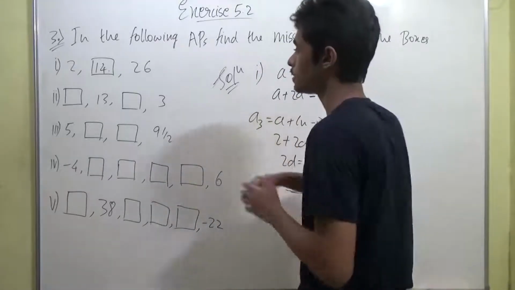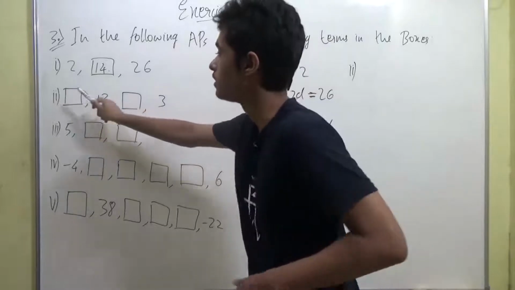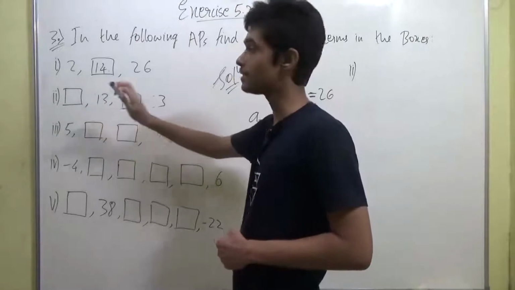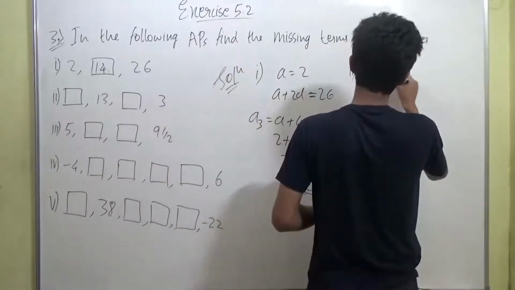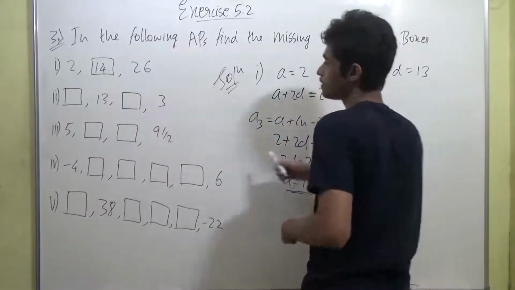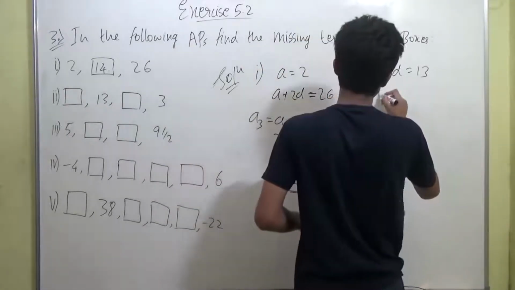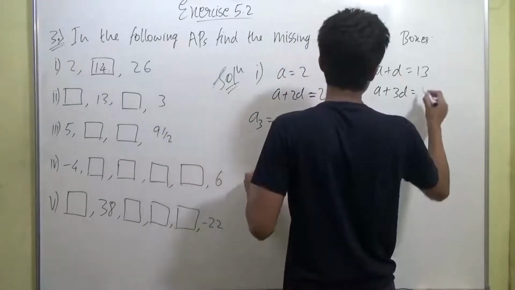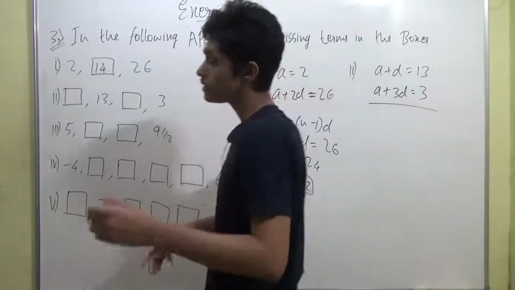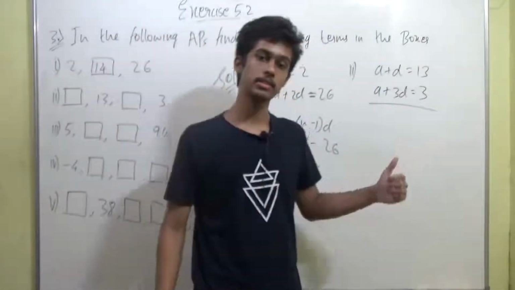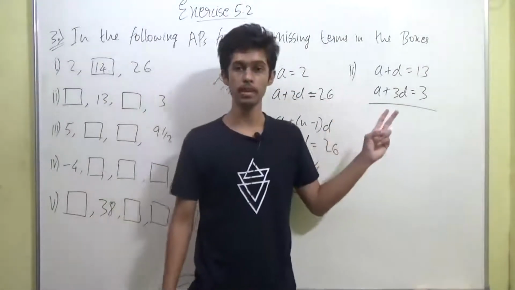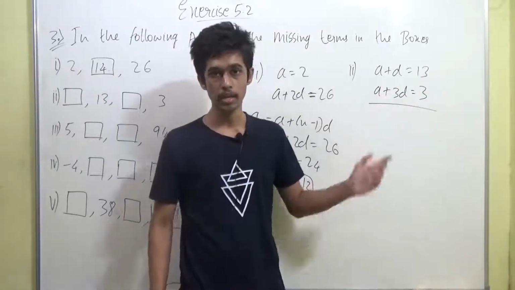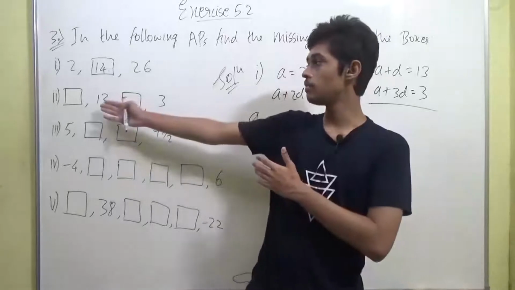In the second sub question, if you see, this is a plus d, this is a plus 2d, this is a plus 3d. Here they have given a plus d as 13. So I'll just write it, a plus d equal to 13. And this is a plus 3d, so a plus 3d is equal to 3. Okay, guys. Now this has become a pair of linear equations in two variables. The two variables are a and d. If you solve them, you'll get the values of a and d, and when you get them, you will easily be able to fill those boxes.